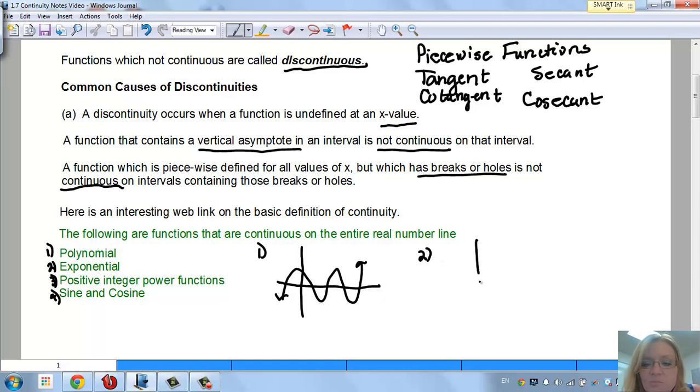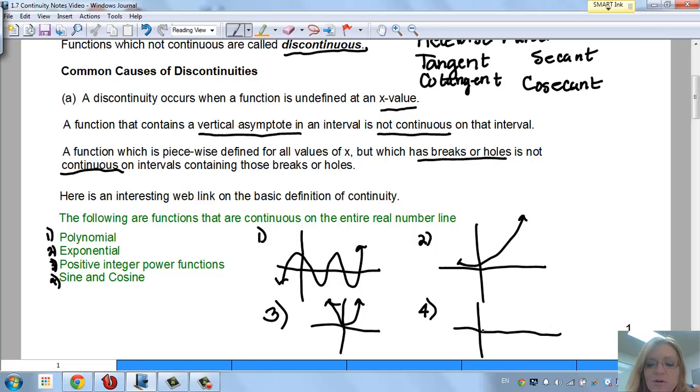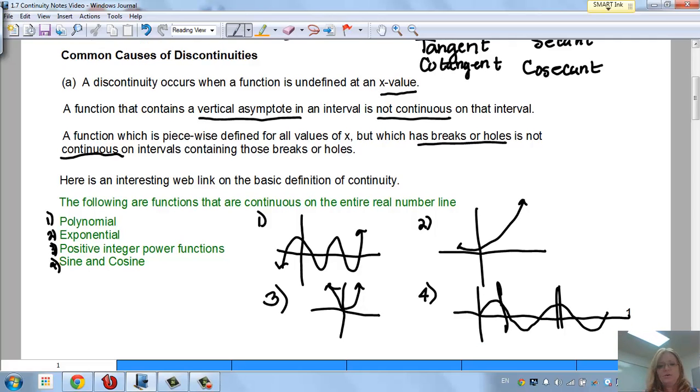Exponential functions. Exponential functions grow quickly. Exponential functions look like this. And if you see, it keeps going forever and ever. I never picked up my pencil. Positive integer power functions. So like if I did x squared or x to the fourth right here, a parabola. Notice I did not pick up my pencil for that either. And the sine and cosine functions, which are basically the same function, just one is shifted. If I did the sine function right here and kept going, I never pick up my pencil. And then the cosine function goes from here to here, I didn't pick up my pencil. So those functions are continuous on the whole interval.